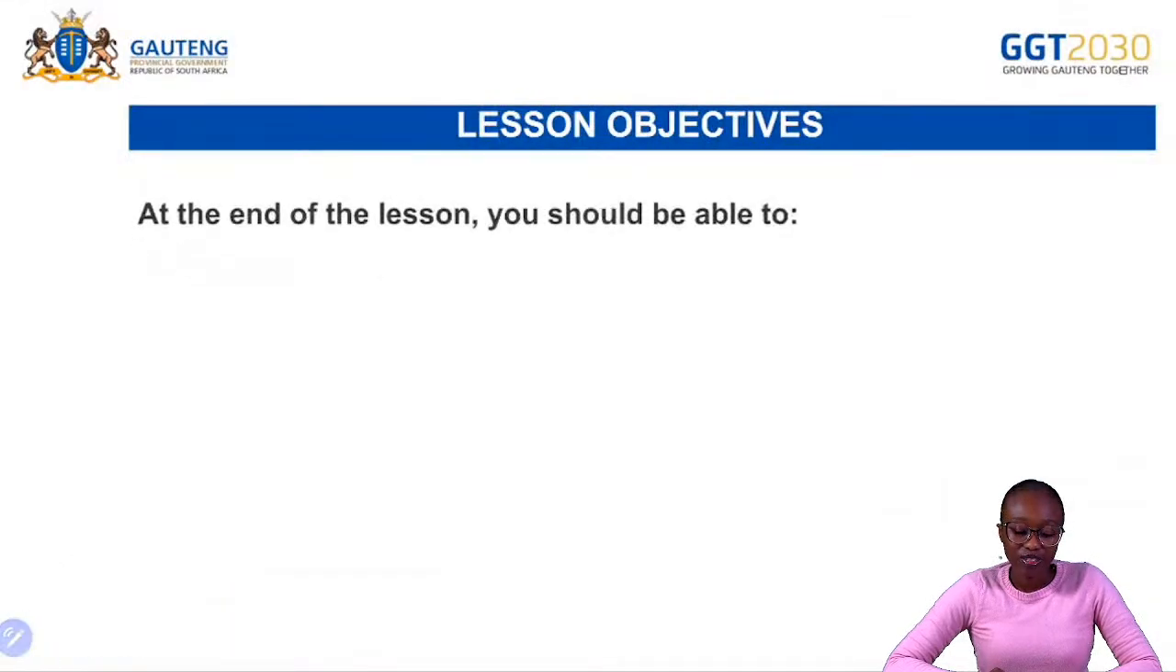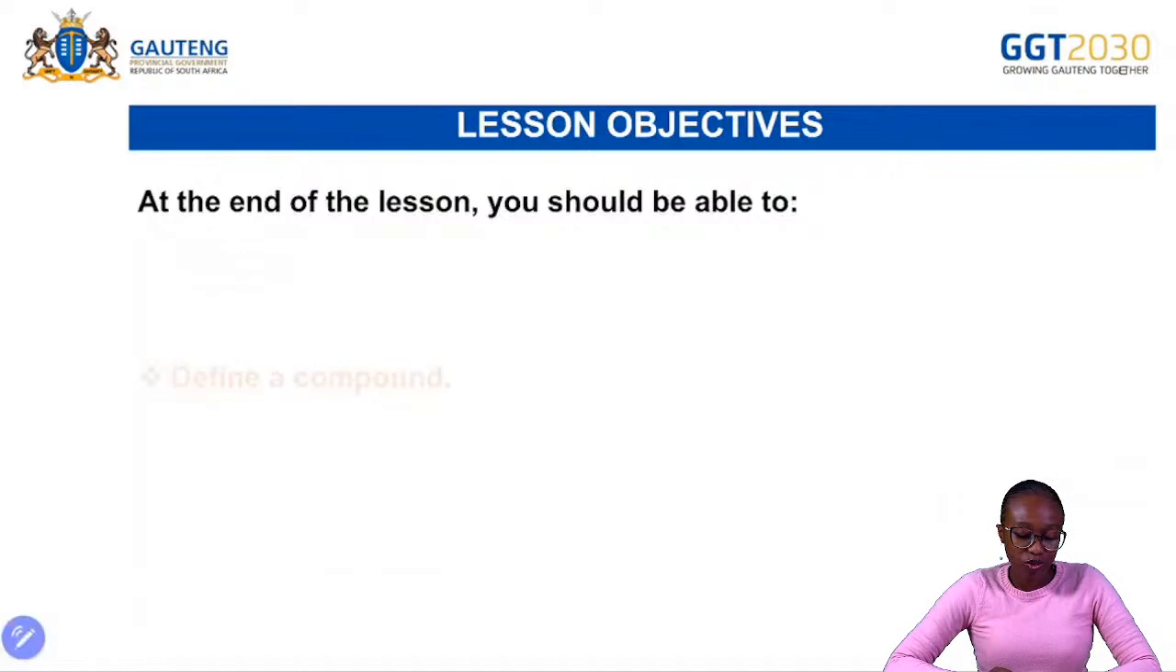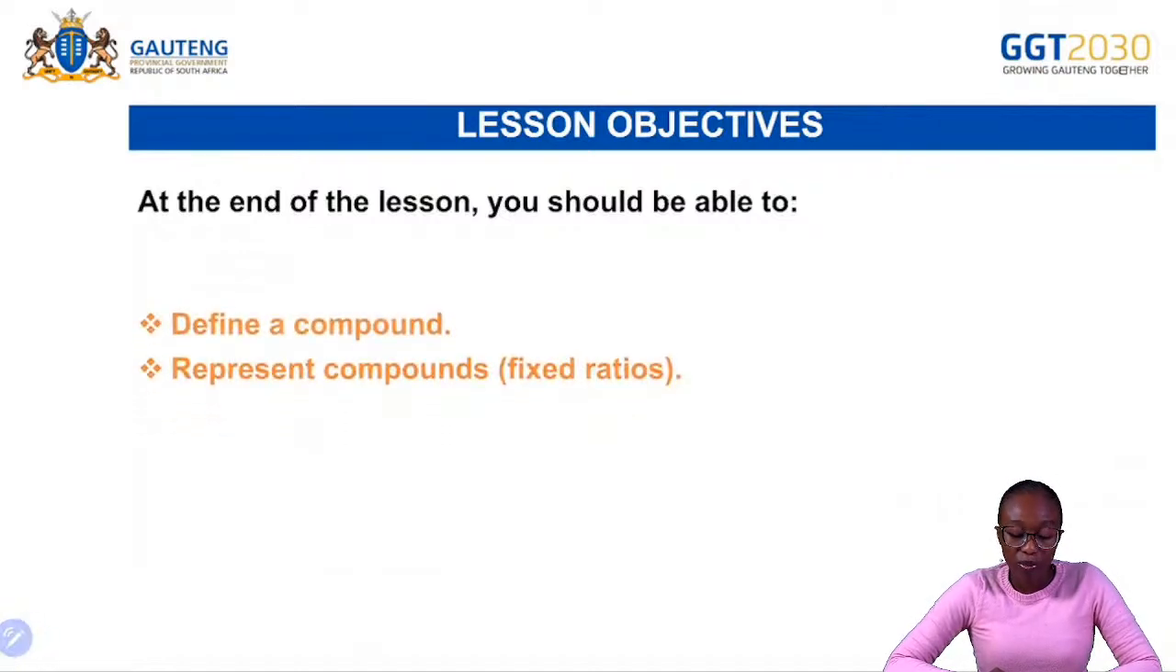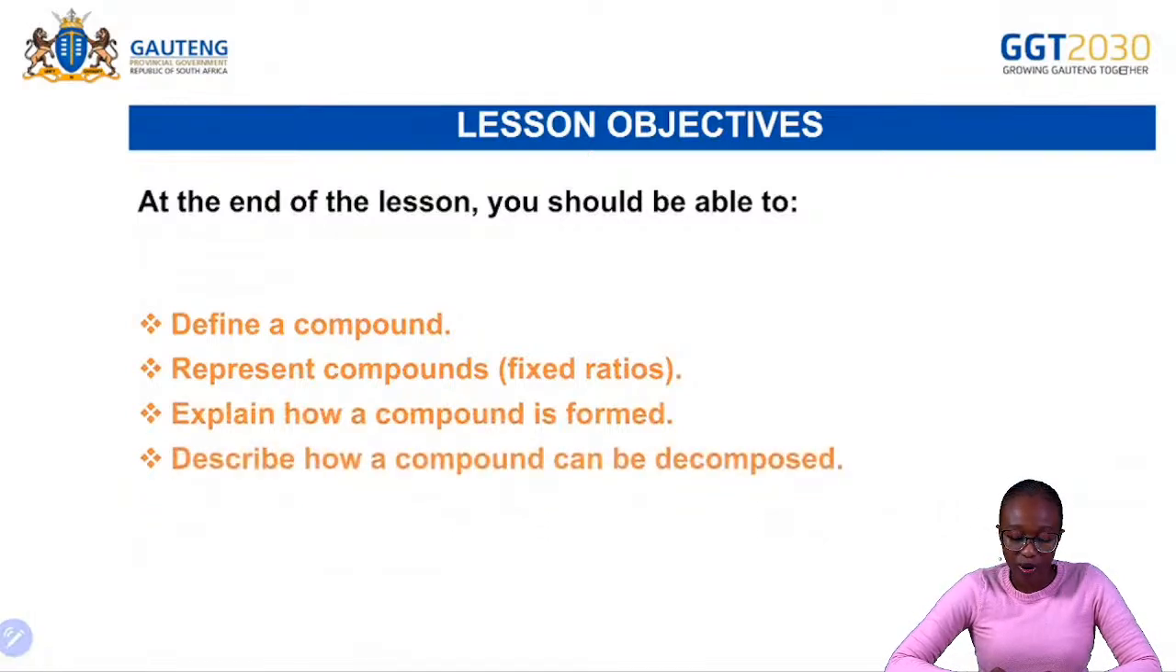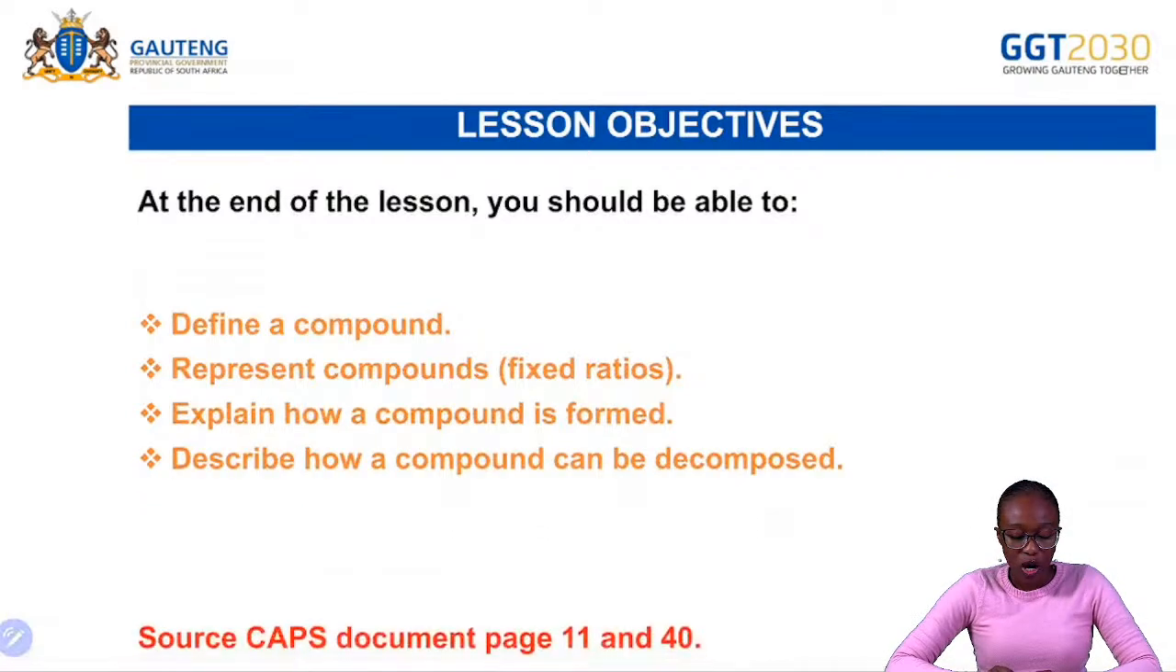At the end of the day, you should be able to define a compound, represent compounds as fixed ratios, and explain how a compound is formed. Then lastly, describe how a compound can be decomposed. All this is sourced from your CAPS document on page 11 and page 40.